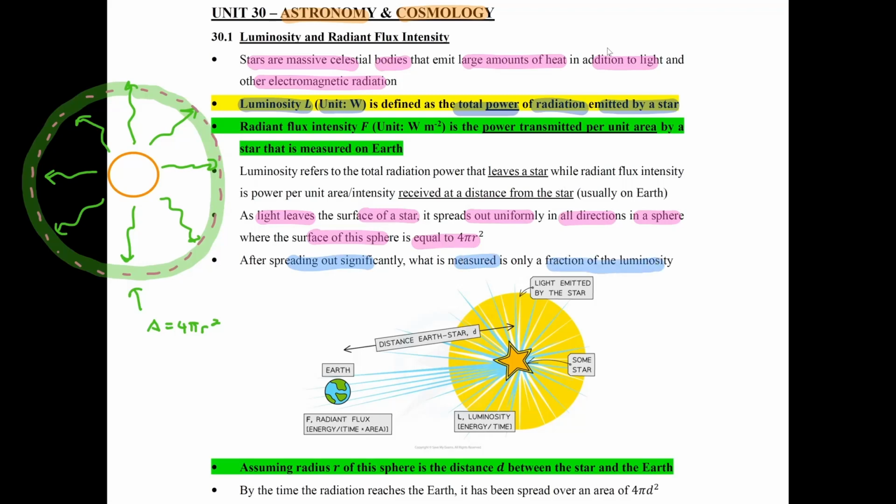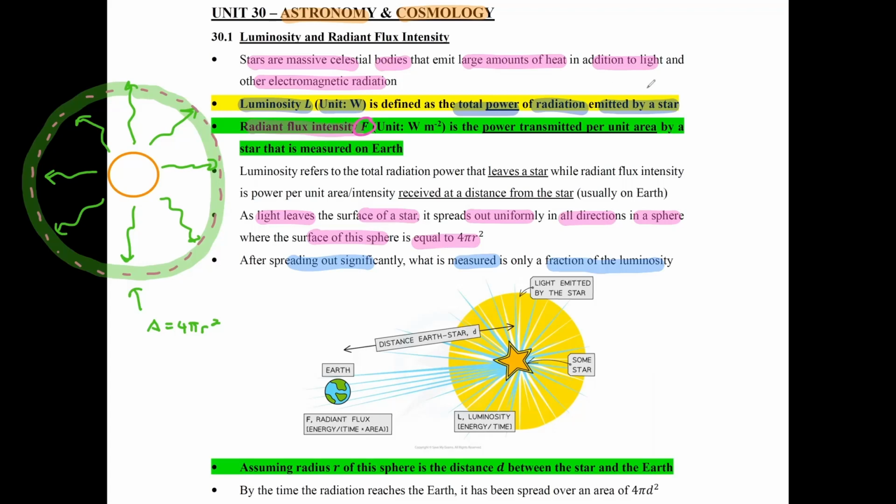Now, when you try to measure the power emitted by the star, there's another quantity that you would use, which is actually your radiant flux intensity F. So be careful about the symbol that is attached to radiant flux intensity. Previously, we always associate the symbol F with force, but in this chapter, F here actually refers to the radiant flux intensity. Please do not mistake it as force.